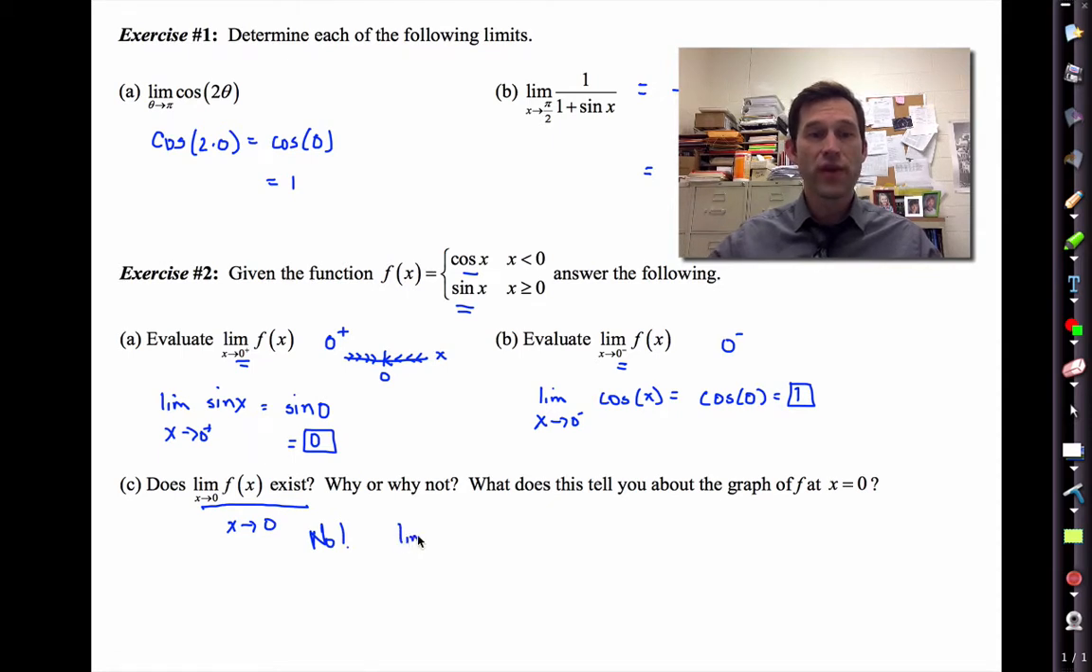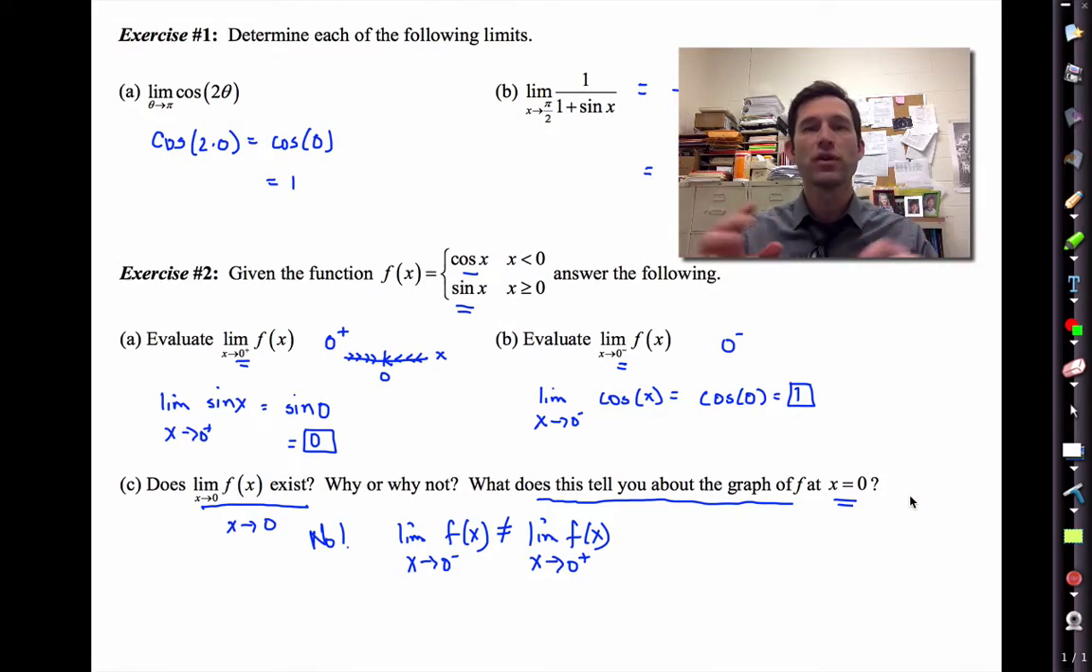The best explanation for that, in my mind, the why or why not, is simply symbolic. The limit of f of x as x goes to 0 from the left is not equal to the limit of f of x as x goes to 0 from the right. Now, it also asks us, what does it tell you about the graph of f at x equals 0? Think about this. Well, there's a nice word to describe this. Pause the video if you need to. The fact that the limit doesn't exist then implies that f will have a discontinuity.